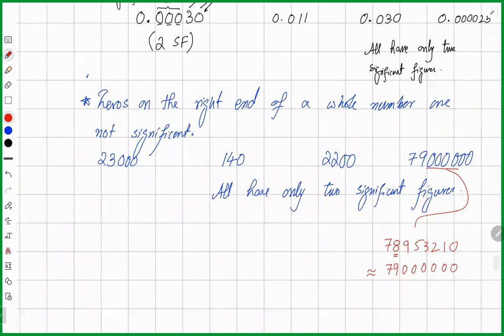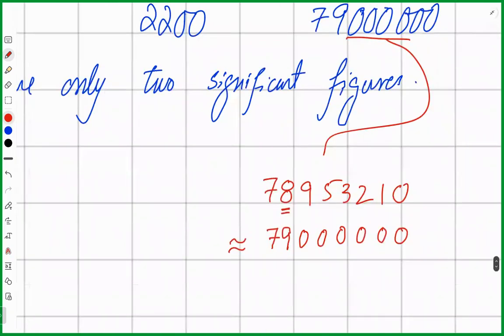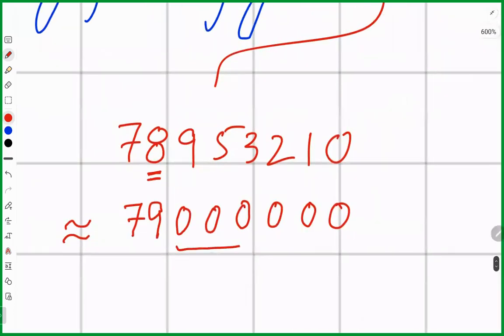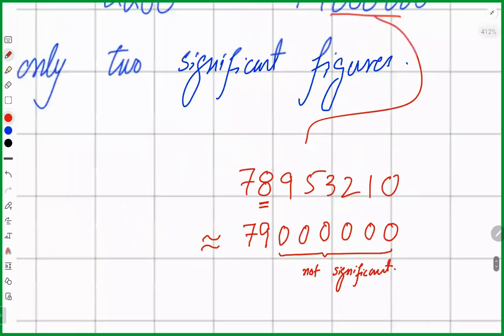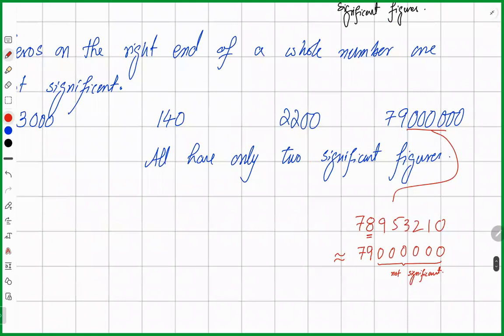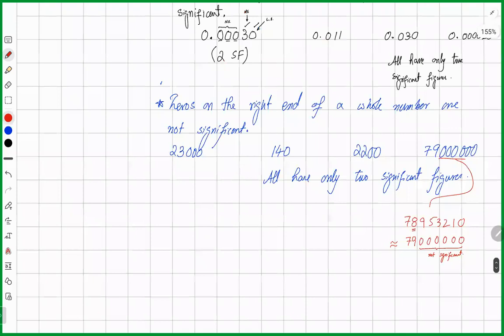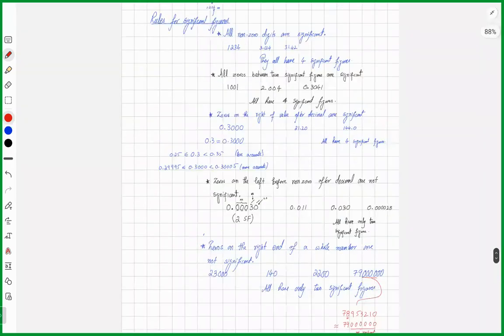You don't need to put zeros when you round off a decimal number, but when you are rounding off a whole number, then whatever numbers you are ignoring, you have to replace them with zeros. And those zeros are not significant. Those zeros are what? Not significant. So this is a little bit of a revision for significant figures.